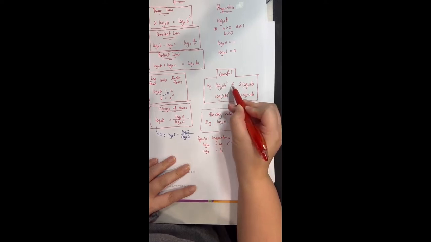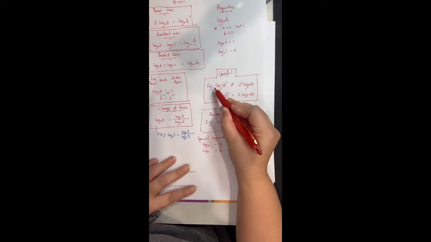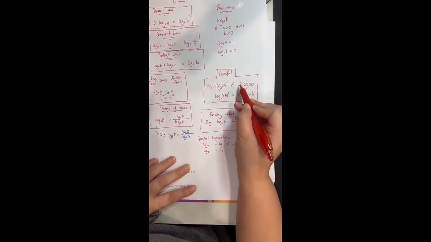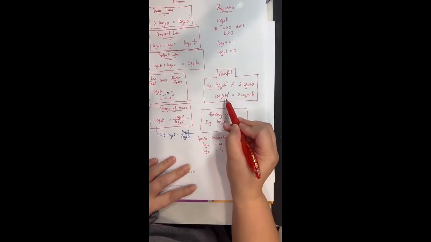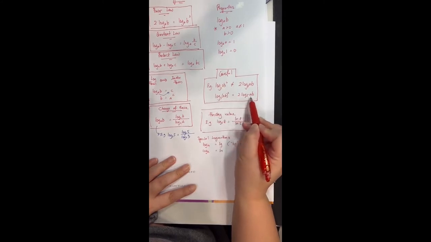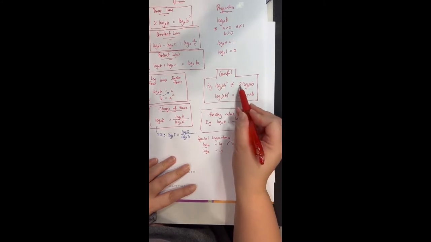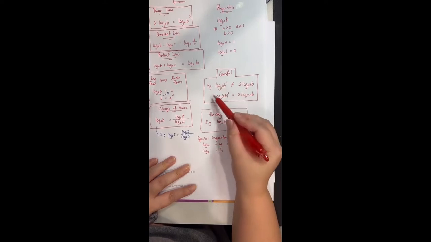So many students say, okay, then I bring down the 2, power law, bring it down. But I cannot do that because the 2 doesn't belong to the a. Unless you have this: (ab) with a bracket and power 2. Then in this case, the power 2 belongs to both a and b, and yes, you can bring down the 2 in this way. You understand? So you have to be very careful.